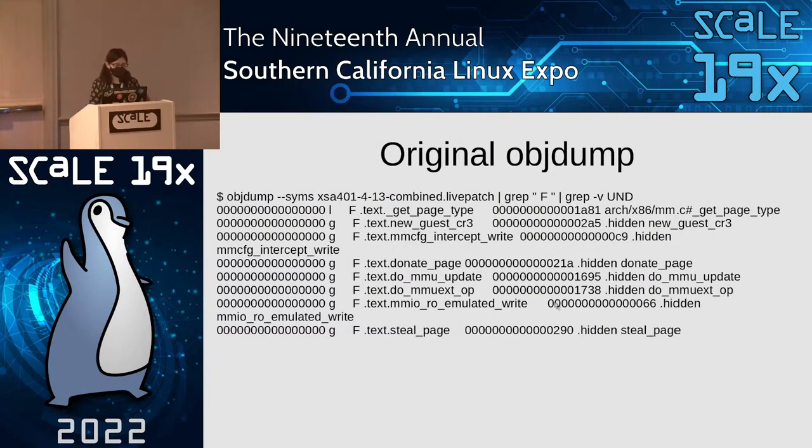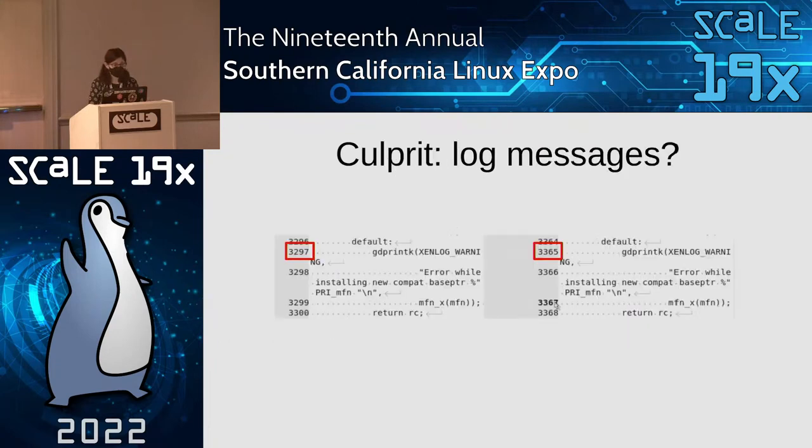So now I needed to do some debugging. And I happen to know from former experience that log messages can be a problem with generating live patches. I think more so with Xen than with Kpatch, because Kpatch has some logic to try to filter out changes to the log messages.